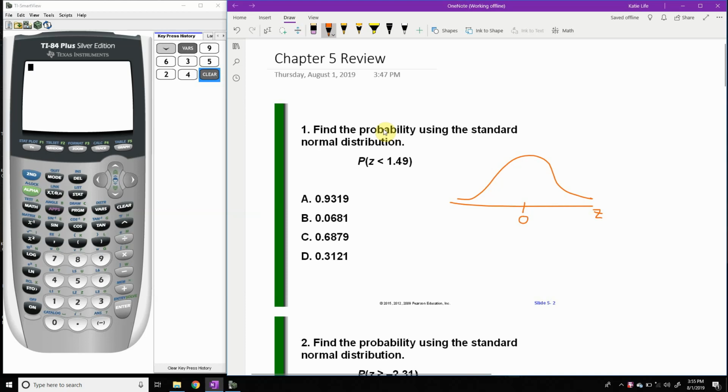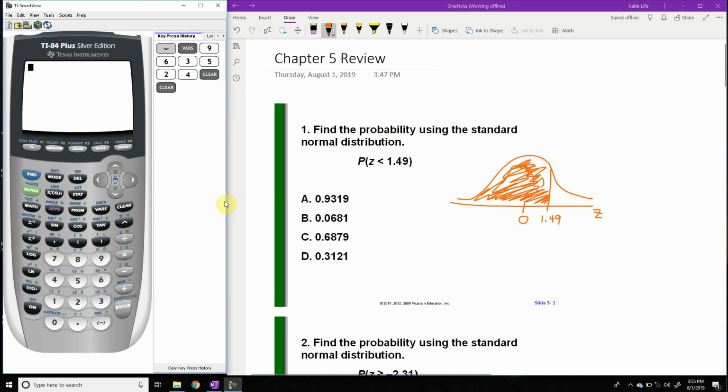So any positive z-score, especially if we're talking about 1.49, would be somewhere to the right here. And if I want to find the probability of being less than that value, that means I'm really looking at the area that is being shaded to the left of 1.49. Okay. Now I want to go through some calculator directions with you. You can do this on the calculator. There is a way to find this area using a function on the TI-84.